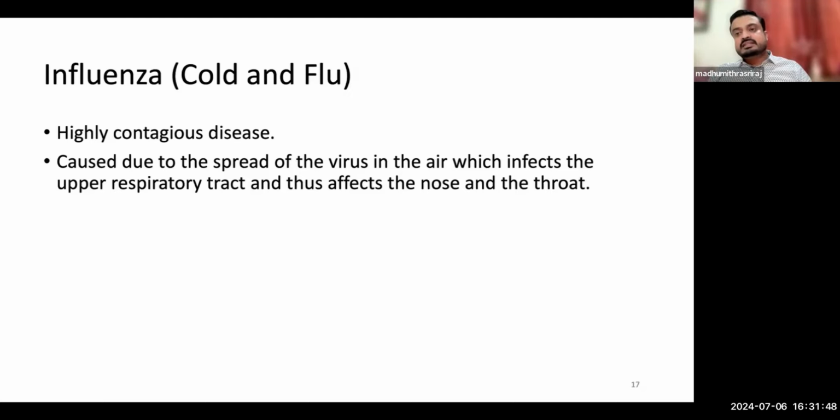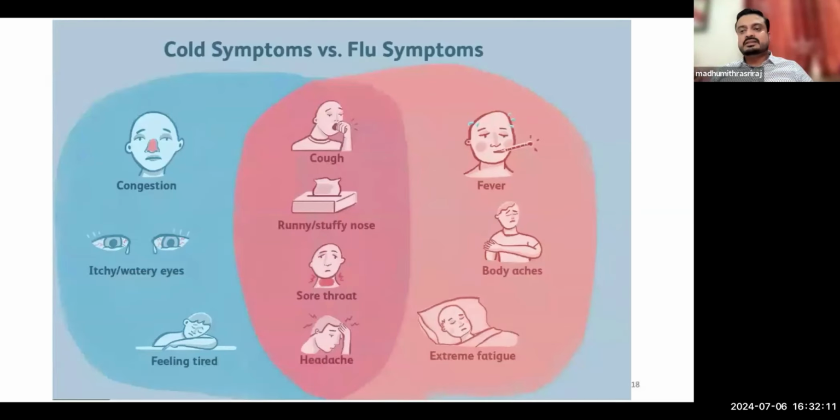In addition to that, influenza can cause pneumonias, infection of the lungs. It can cause infection of the brain, encephalopathies. They can present with sepsis, I mean a generalized body infection. All these are severe manifestations of influenza.